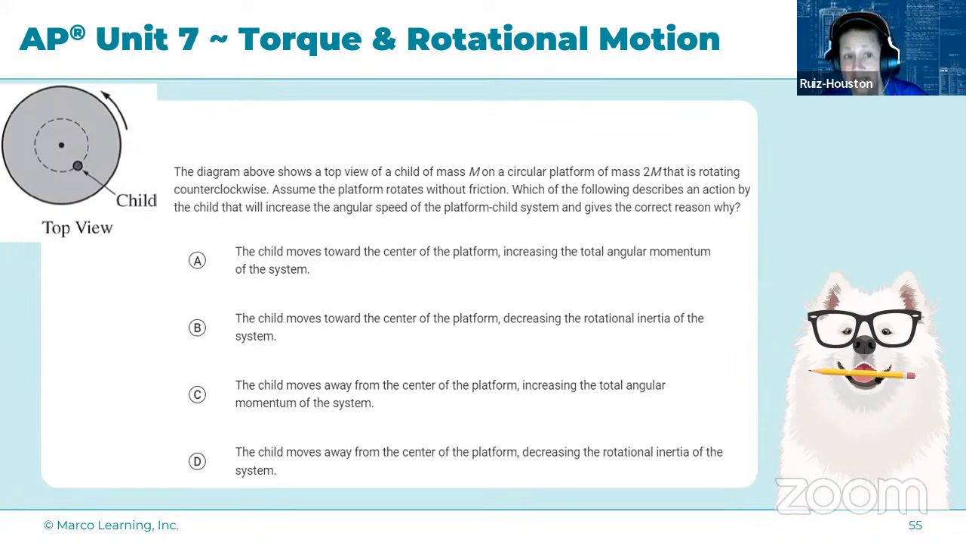Clockwise is going to be negative. We always kind of are like math, so we're going to go with the unit circle as positive. Assuming the platform rotates without friction, which of the following describes an action that the child could do that would increase the speed? So it's going to increase how fast this thing is rotating. Think about it. What's going to help me go faster?